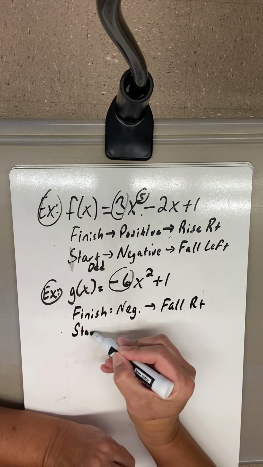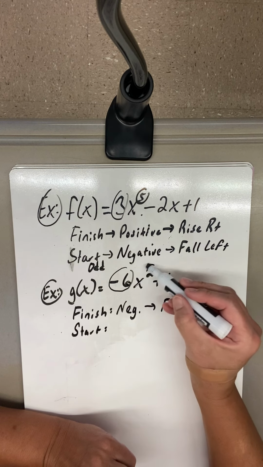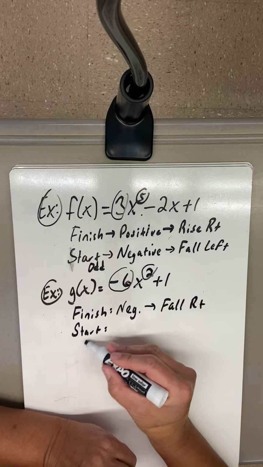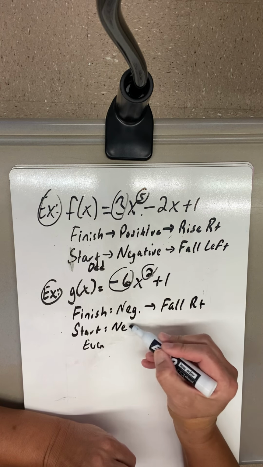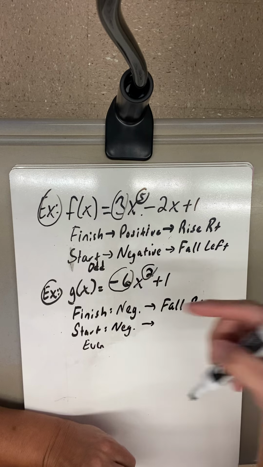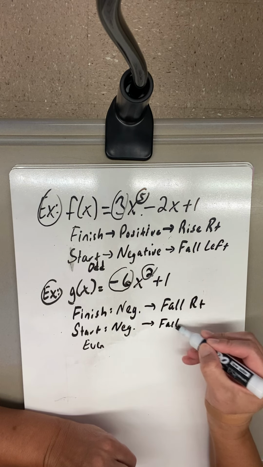And to tell how it starts, we look at our degree. Our degree is even. Even, if you and I are even, we are the same. So if it finished negative, it's going to start negative, and that means it's going to fall to the left.